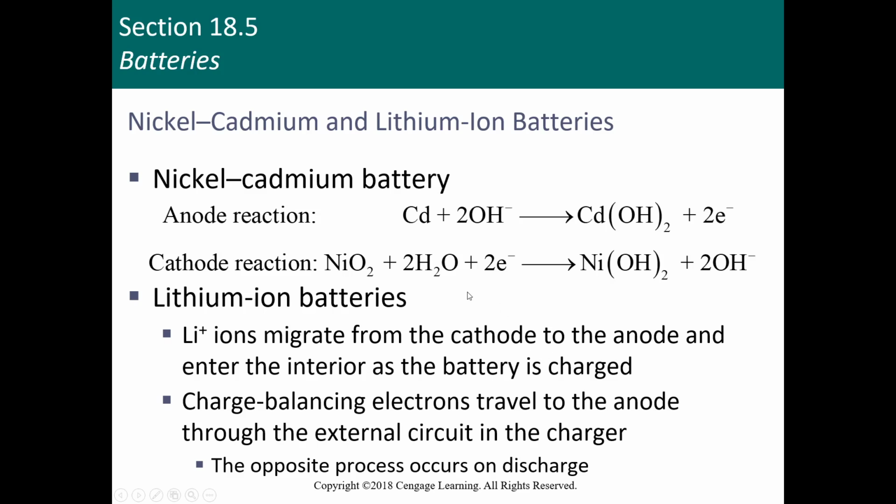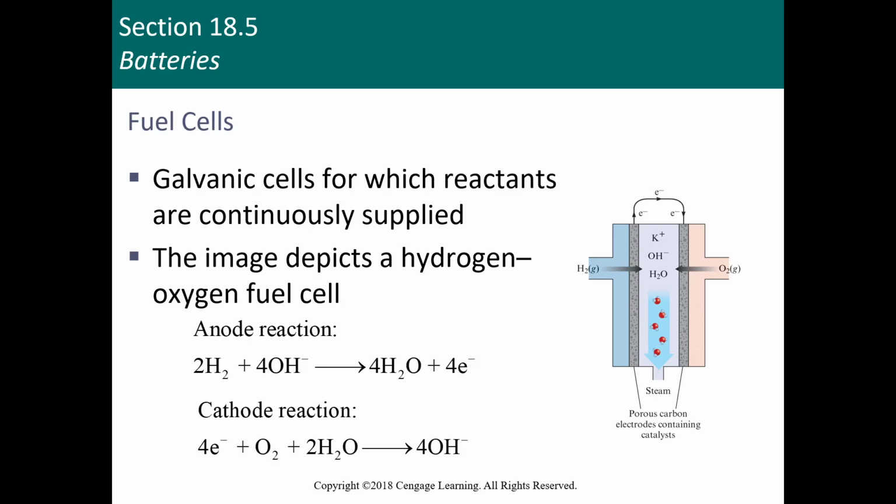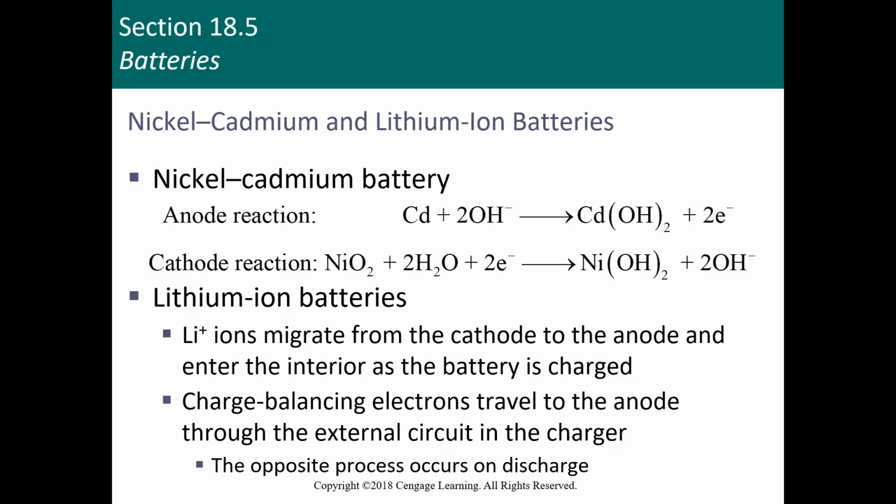So when you discharge, the ions migrate from the cathode to the anode. And when you are recharging it, you migrate them the other way. The charge-balancing electrons will travel to the anode through an external circuit in the charger, which you move the electrons through to help you move the lithiums. The opposite process is going to occur on discharge. All right, I don't have a graphic for that. Anyways, that gives you a good enough understanding of lithium-ion batteries.